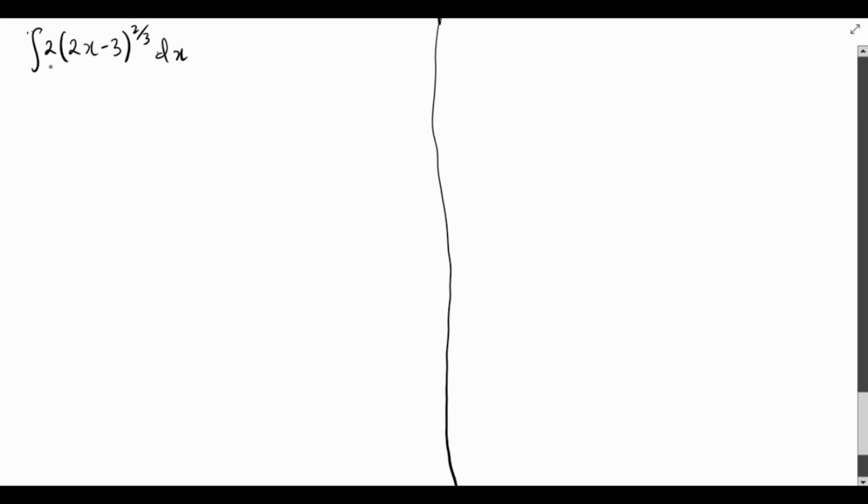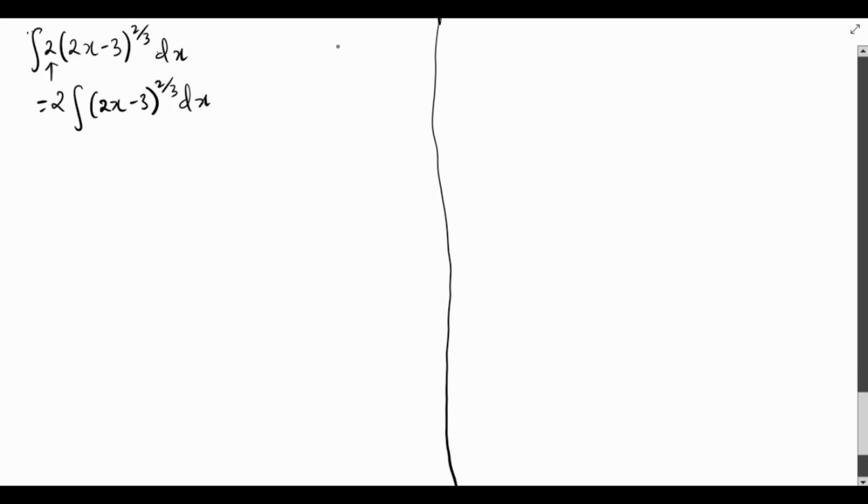Remember I told you if you have a constant multiplying anything inside the integral sign, you can take the 2 in this case outside the integral sign so that we first of all make it easy. So this is 2 multiplied by the integral of (2x minus 3) to the power 2 divided by 3 dx.